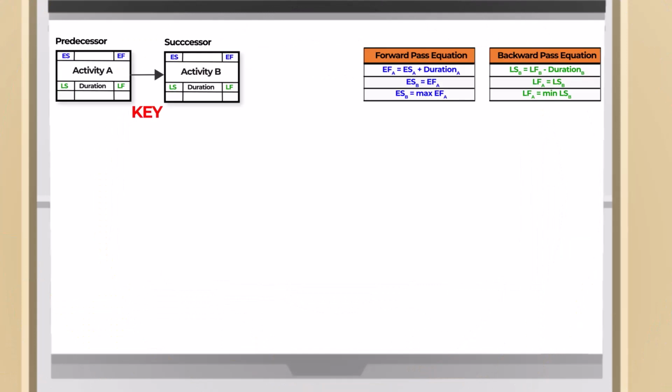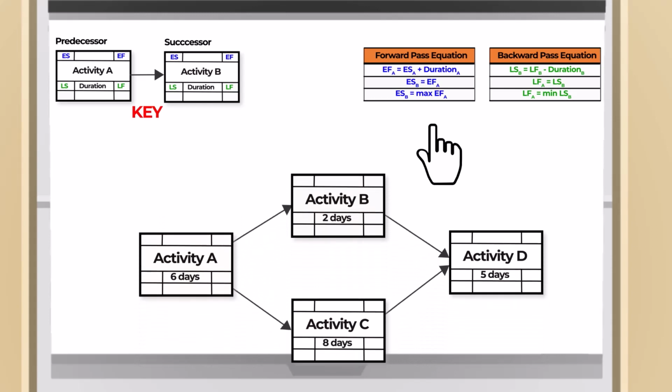Let's look at an example of the forward and backward pass computation. As you can see on the left side above, the key emphasizes the early dates, early start and early finish, as well as the late dates, late start and late finish. On the right side is the mathematical equation for the forward and backward pass.